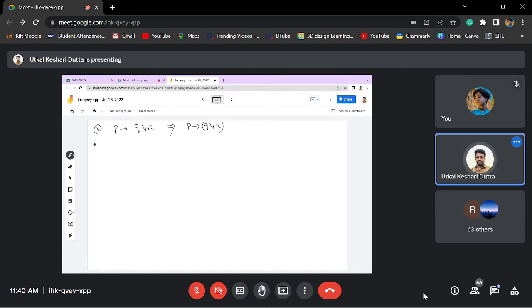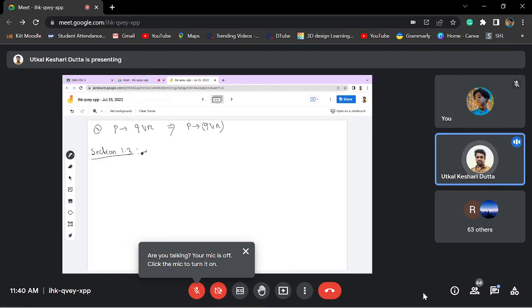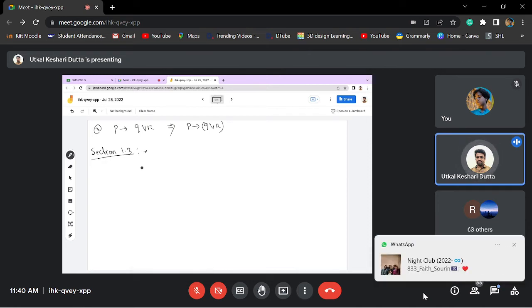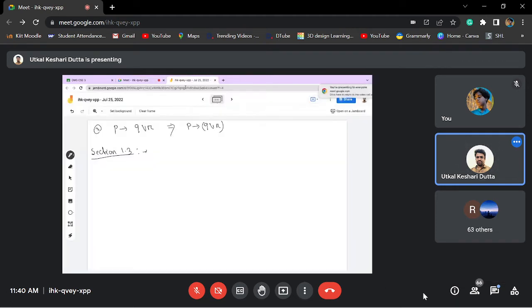Okay. Then that is all about what we have discussed, all about section 1.1. So solve similar types of problems from the exercise section 1.1. All are dealing with the connectives and truth tables like this. Section 1.3 is your propositional equivalences.